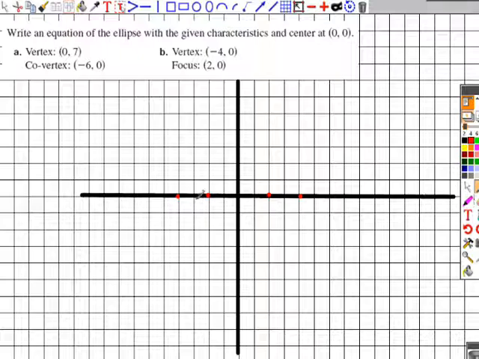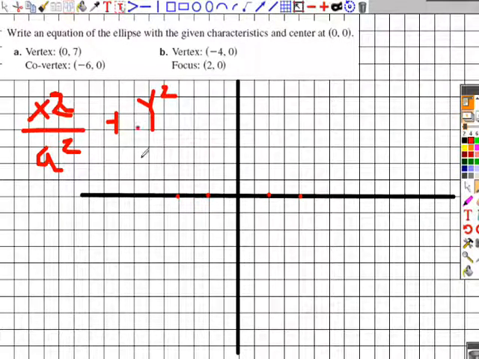Okay, so this means that my major axis is horizontal. So we have x squared over a squared plus y squared over b squared, and that's equal to 1. Okay. So, what's a squared? If our major axis is horizontal, that means a is 4, right? So 4 squared is 16.